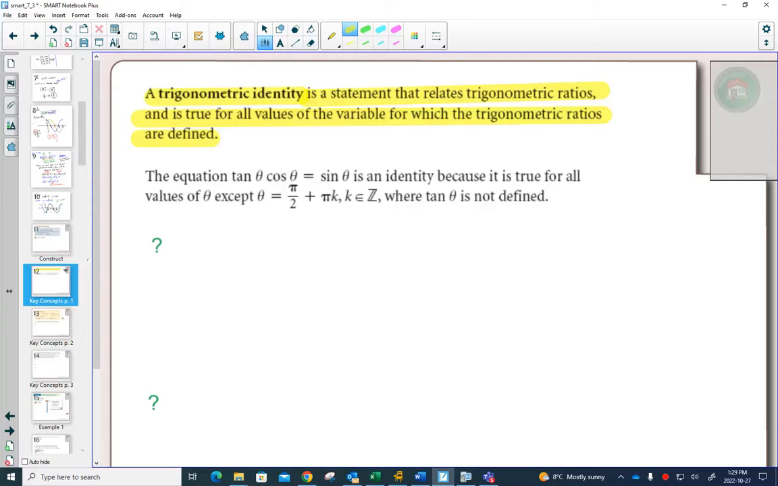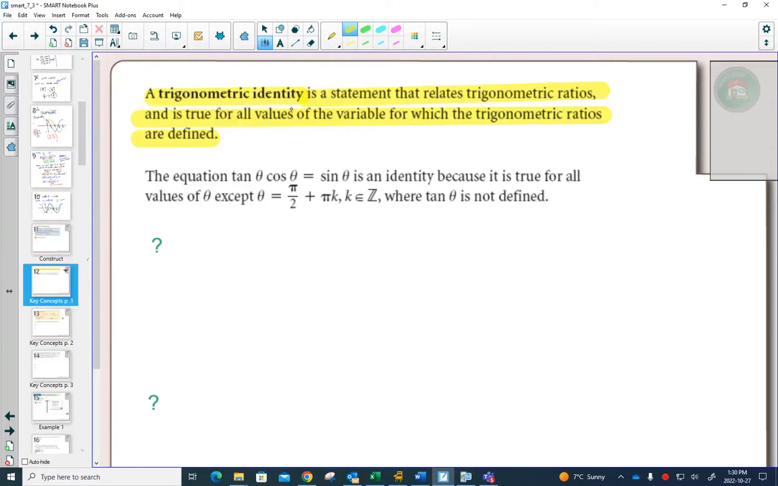For example, tan of theta is equal to sine of theta divided by cos of theta. That's always true. That's a trig identity. You also know that sine squared theta plus cos squared theta is always equal to 1. That would be considered a trig identity because it's an equation or a statement with trig ratios that's always true. And there's hundreds and hundreds of these that exist. So far, we just mentioned 2.